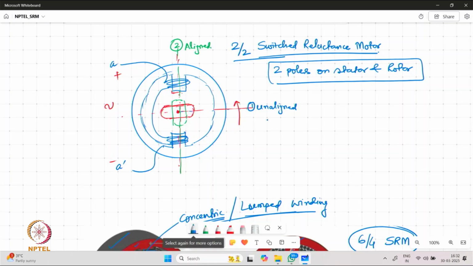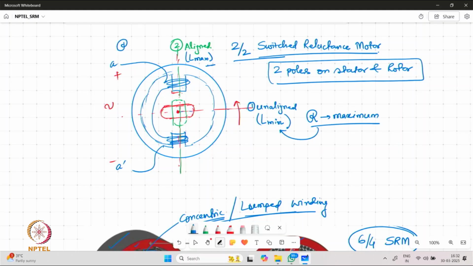So which means we are going to have inductance values which are quite different. In case of unaligned, we are going to have maximum reluctance, and hence we have minimum value of inductance. In case of aligned structure, we have minimum value of reluctance in the path, and hence the inductance value is maximum. Now this minimum and maximum are basically relative values for the given structure over here.